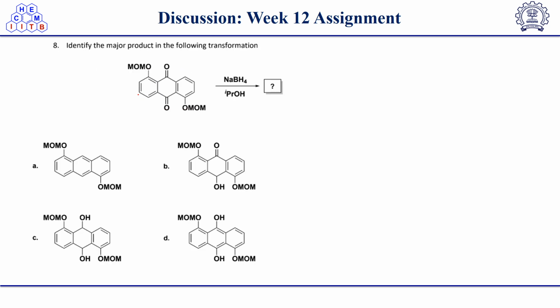Moving to the next question, identify the major product in the following transformation. This particular compound, upon treatment with NaBH4 and isopropanol, which will be the resulting product out of these four options given here?